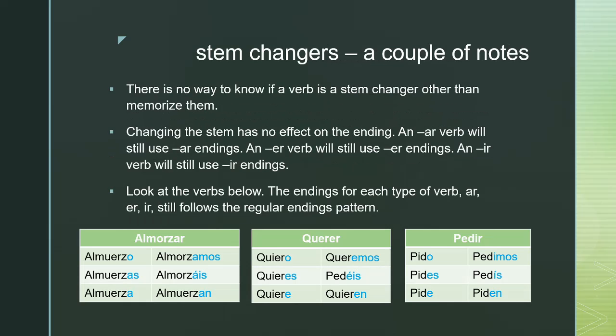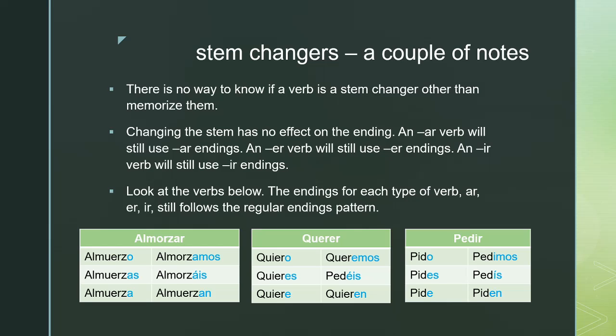So just a couple of notes. There is no way to know if a verb is a stem changer other than to memorize what those verbs are. There's nothing about almorzar, querer, pedir that stands out and says, hey, I'm a stem changer. You just have to use it often enough that you always remember that it's a stem changer.